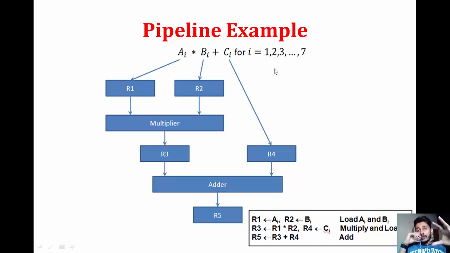So the same operation, one time we'll be performing as multiplication, and then we're going to perform addition on the value of i, which is ranging from 1 to 7, right? So Ai times Bi plus Ci. So the same types of operation we are going to perform.